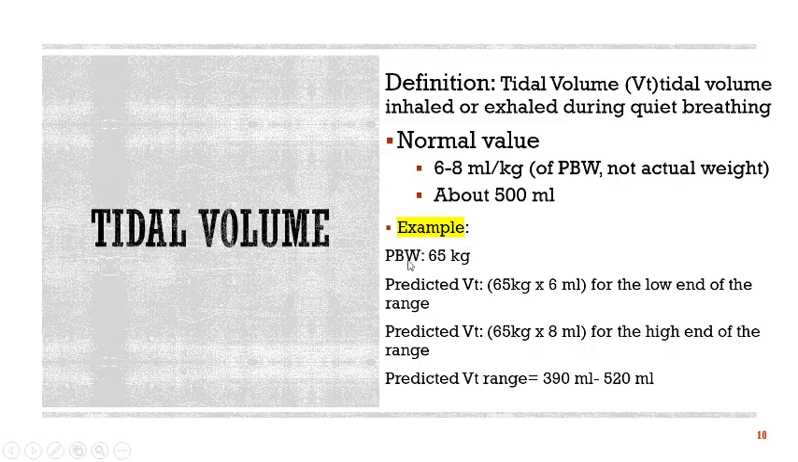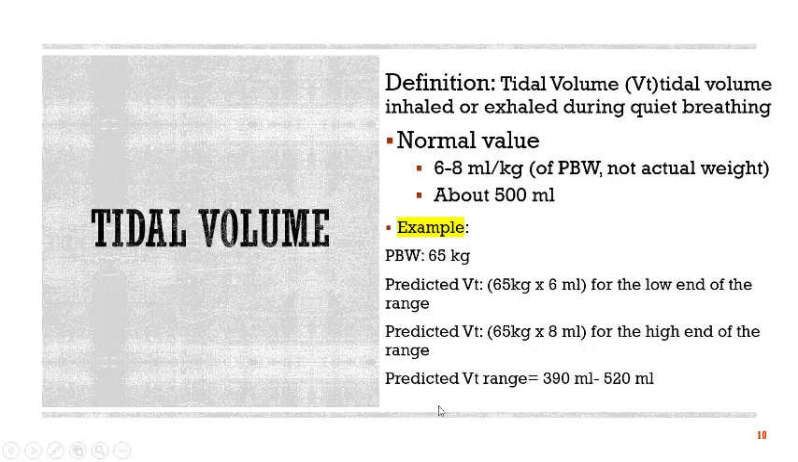So how does this get applied? If you have a predicted body weight of 65 kilograms, the way that you figure this range out is you would take 65 kilograms times 6, which is the low end of that range, and that's going to give you 390 mils. And you would take the same 65 kilograms times 8, which is the high end of that range, and you would get 520 milliliters.